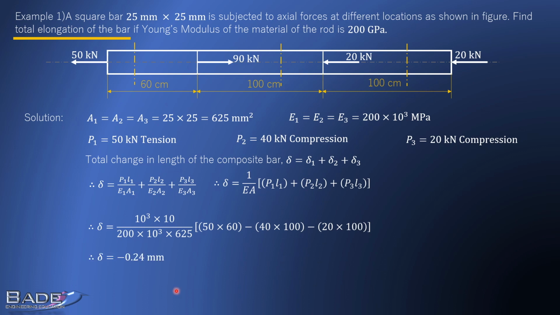So here we got the answer, total deformation minus 0.24 millimeter. Now, it is a negative change in length. It means it is a decrease in length. So when you write your final answer, be very careful about the change in length. You must mention whether it is an increase in length or a decrease in length. So this is how we have completed the problem.